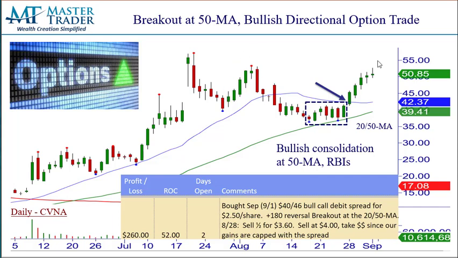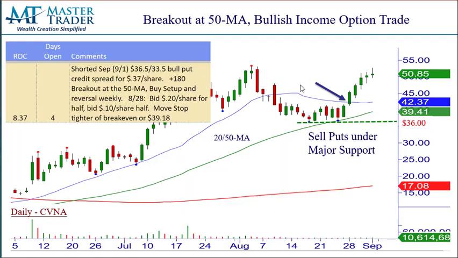And as you can see, it had a beautiful fluid move into that. We actually had a beautiful 2-day move, which actually went through our short strike. So in retrospect, we actually capped our gains on this, but because it lowered our cost basis, we have a beautiful return on capital. Remember, we only paid $2.50 a share, sold half for $3.60, half at $4, and that is a beautiful 2-day trade. So that's a directional option trade.